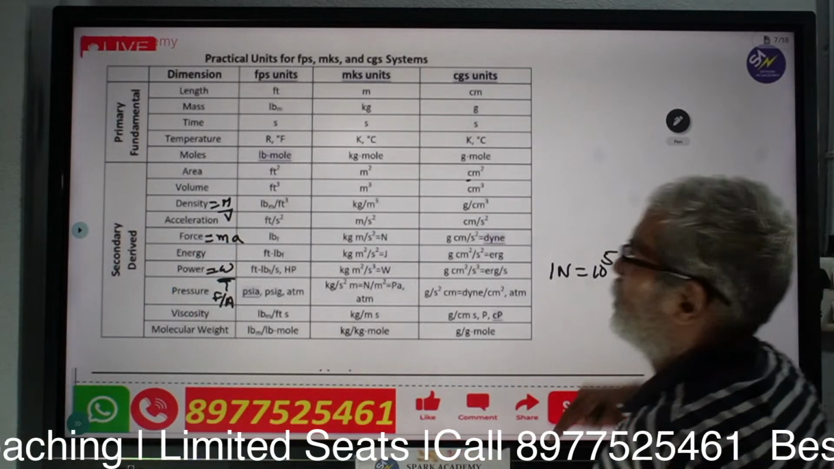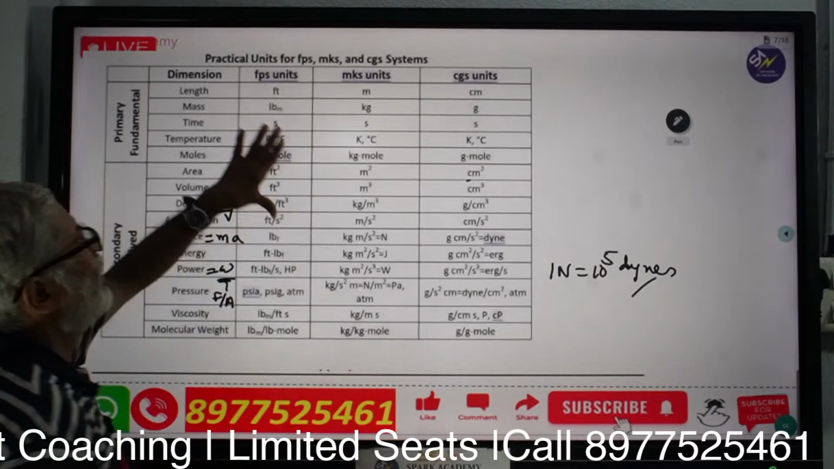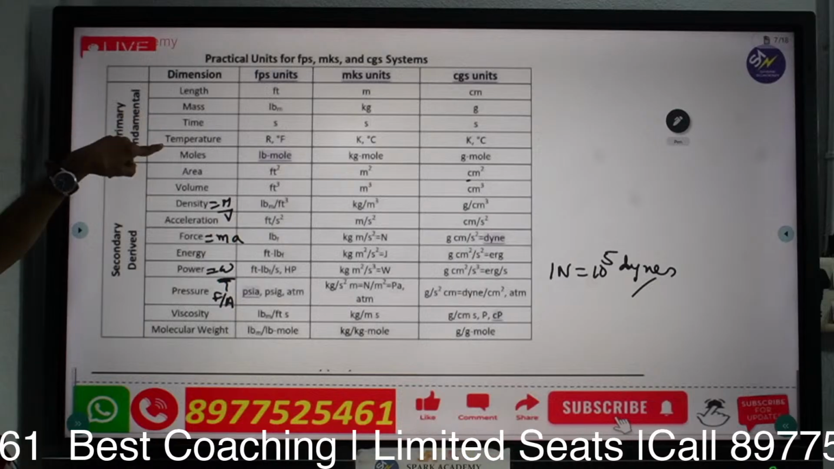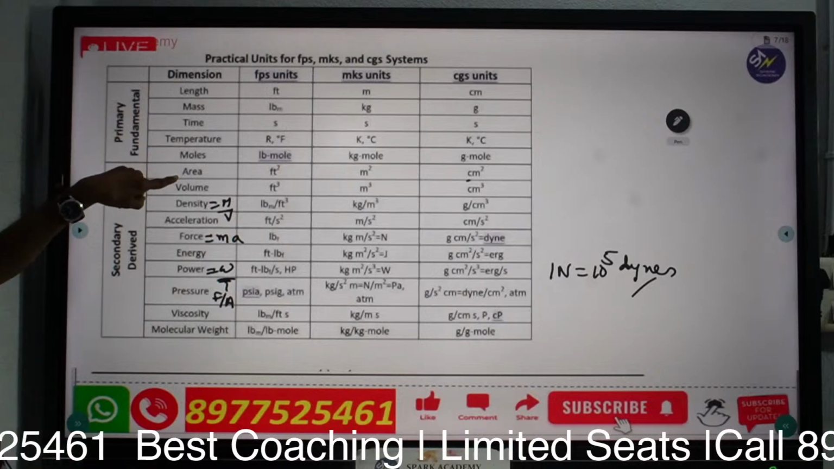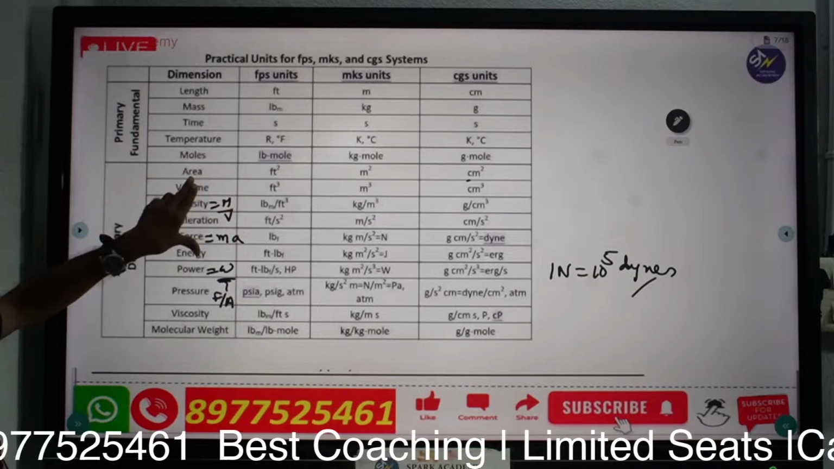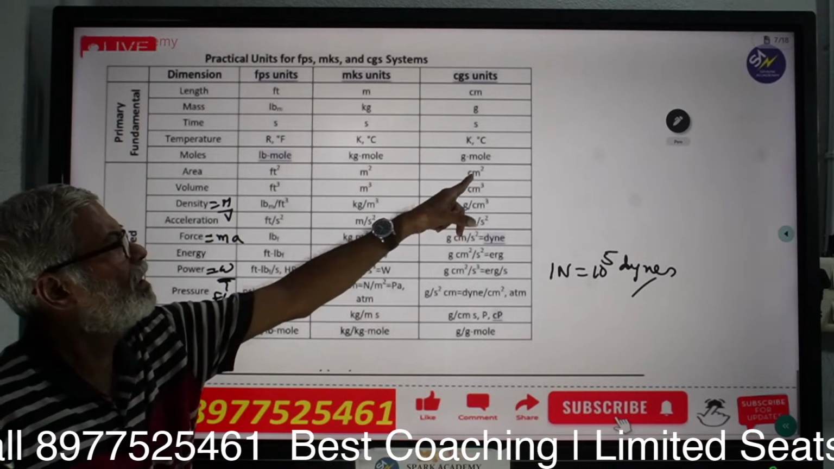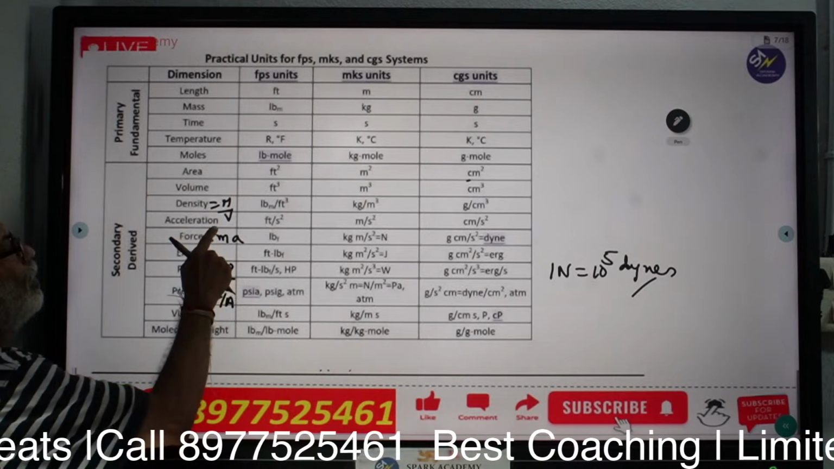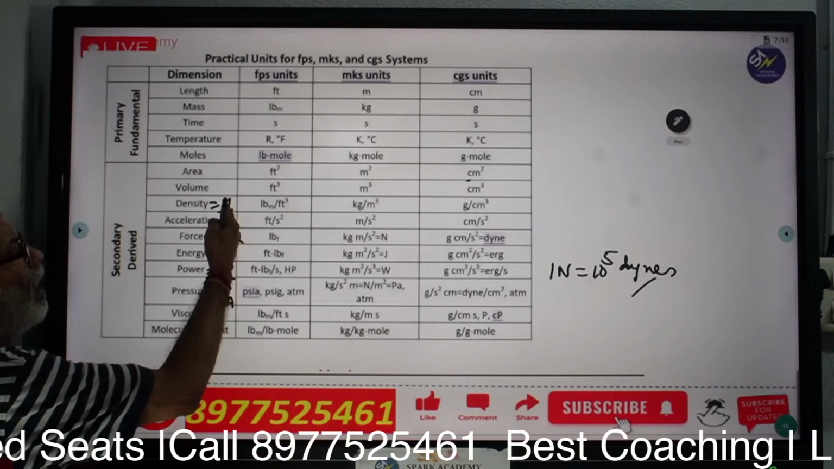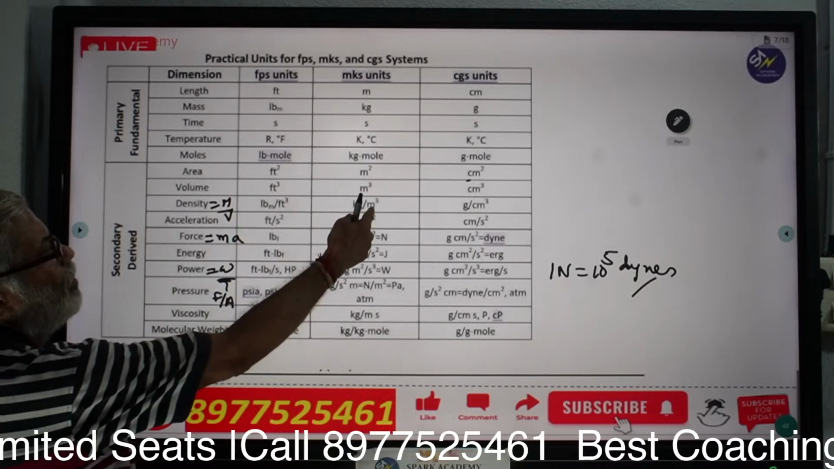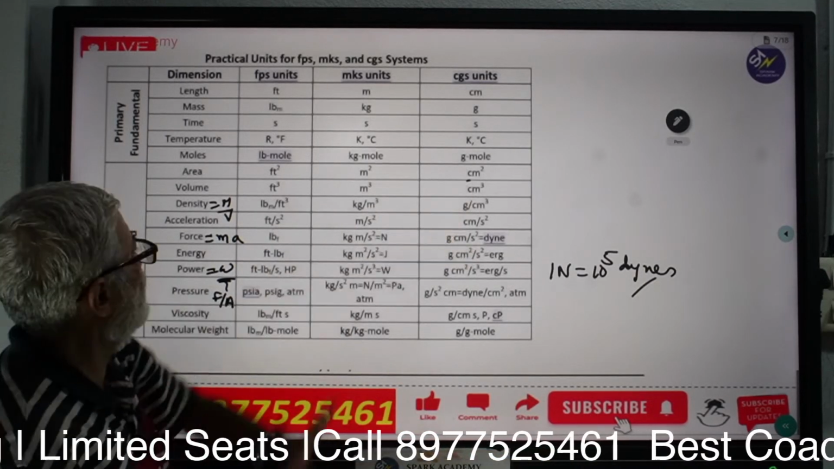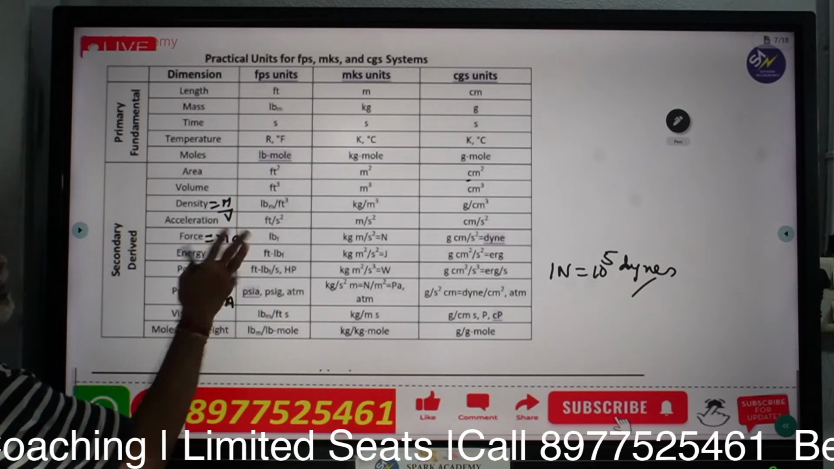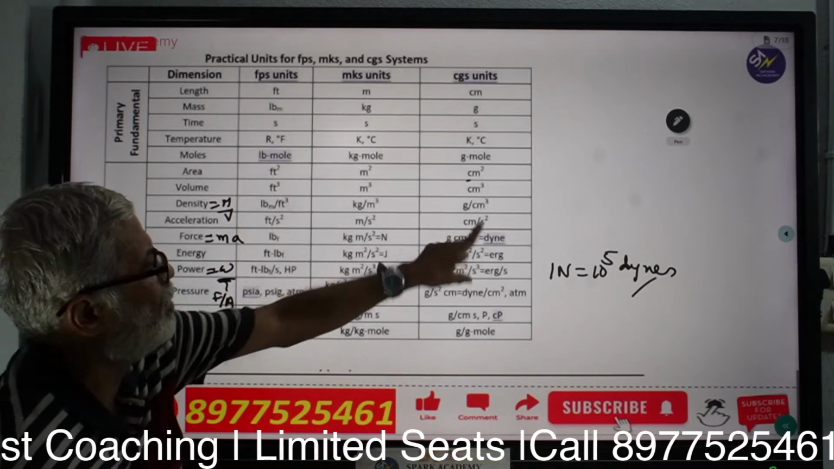Okay, so in this chart the various dimensions are given: length, mass, time, temperature, mole, then area. Area is side into side, so it will be meter square in MKS and centimeter square in CGS. Density is mass by volume, so mass will be kg and volume will be meter cube. Similarly in CGS, gram per centimeter cube. Suppose you take acceleration. Acceleration is velocity by time, so it will be meters per second square or centimeters per second square.